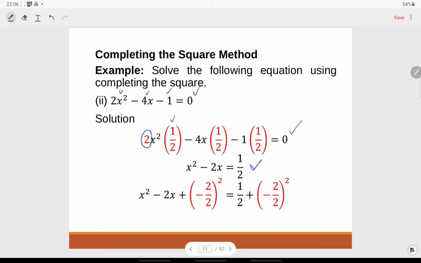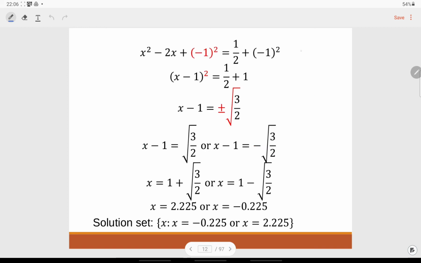Now we identify the value of b. The value of b is equal to negative 2. So the next step, we need to add b over 2 squared. That means we need to add negative 2 over 2 squared to both sides of this equation. So we come out with this equation. Negative 2 over 2 is equal to negative 1.